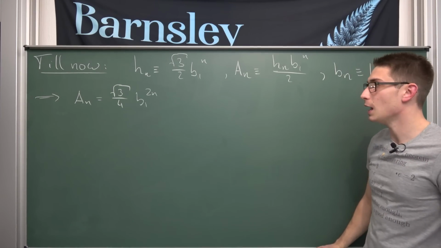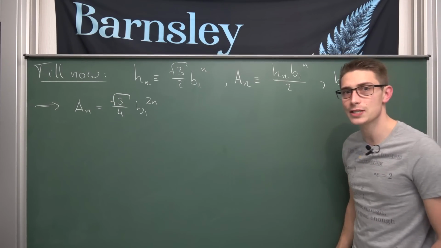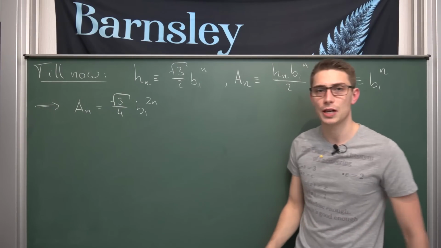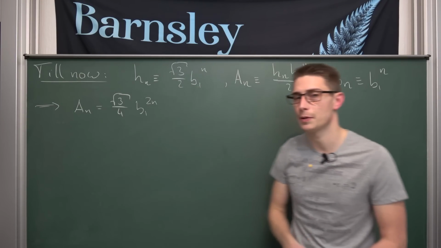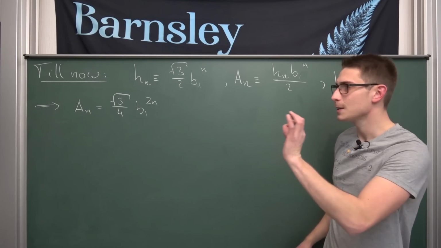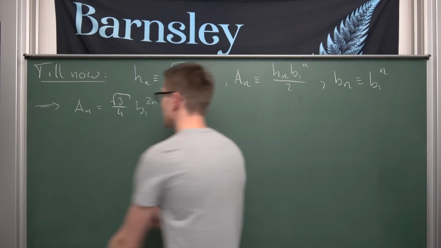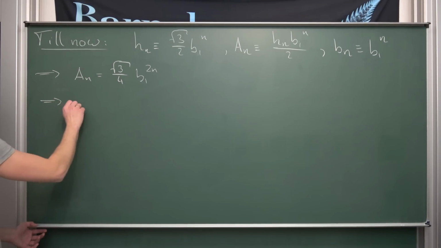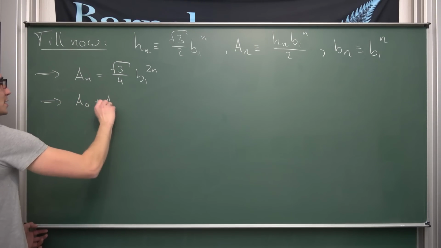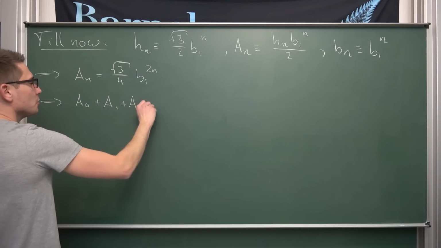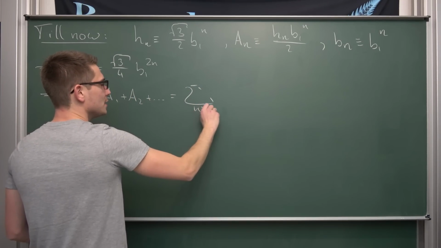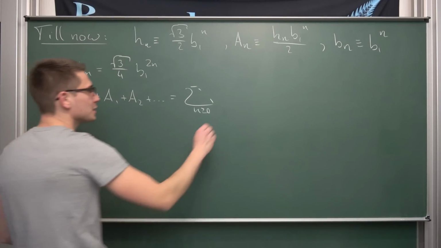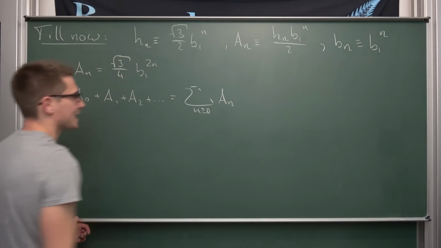And now we can go ahead and just add all the areas up. This is what we wanted to do. We wanted to add up the area of the 0th triangle, the first, second, and so on up until the infinite triangle that we're having there. Meaning we are going to take a look at an infinite series, namely a0 plus a1 plus a2 plus dot dot dot, leaving us with an infinite series where n is between 0 and infinity of all of our an.